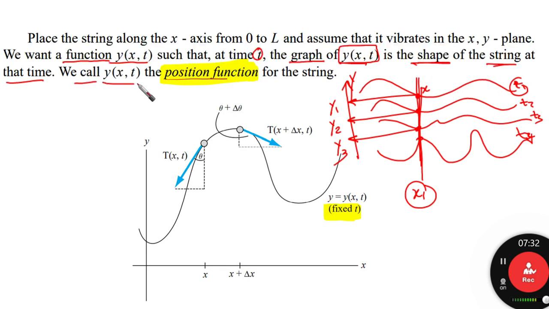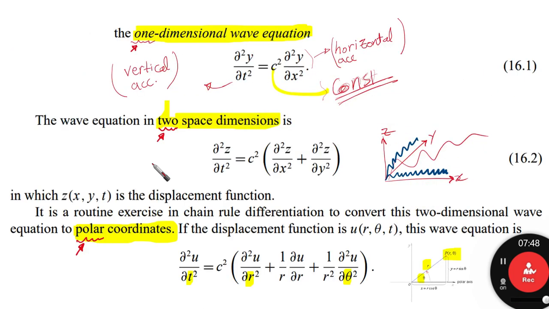We call y of x and t the position function. We call it the position. Now we can understand what the meaning of position is for this string. Now we want to put this in a mathematical form so that we can understand it.